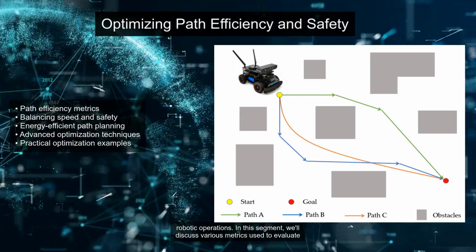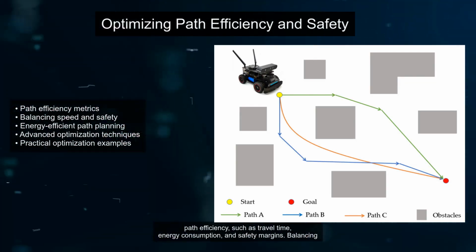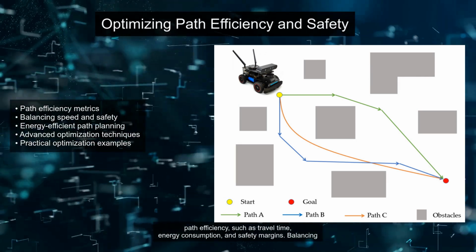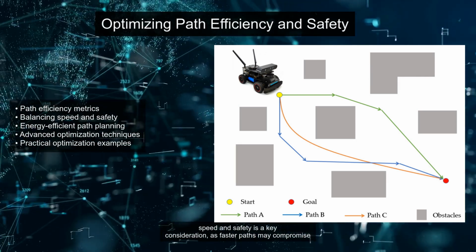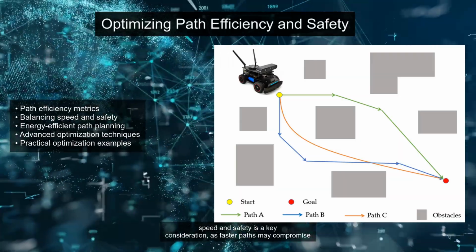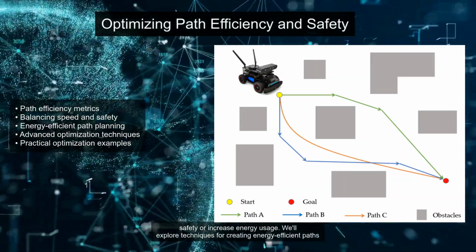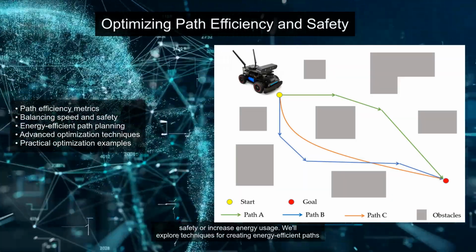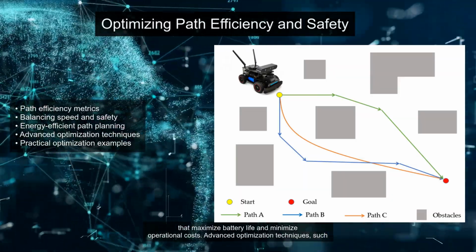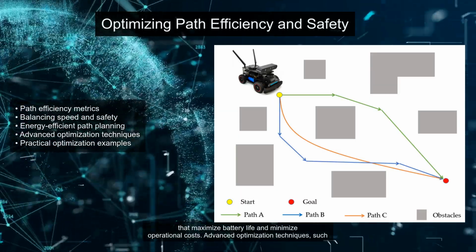In this segment, we'll discuss various metrics used to evaluate path efficiency, such as travel time, energy consumption, and safety margins. Balancing speed and safety is a key consideration, as faster paths may compromise safety or increase energy usage. We'll explore techniques for creating energy-efficient paths that maximize battery life and minimize operational costs.